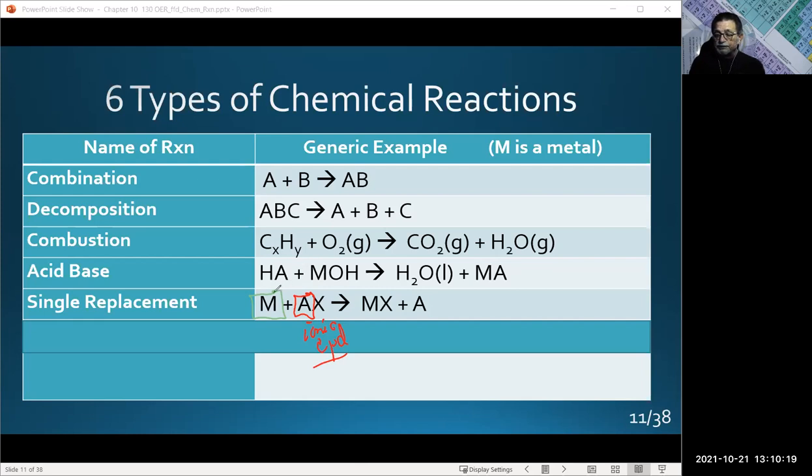In essence, what happens is the metal, which has a zero oxidation state, is releasing some electrons, losing electrons like metals do, but the A in this case picks them up to form A in the form of an element, okay? And then the M replaces the A in the ionic compound. So you get a new ionic compound, which is MX.